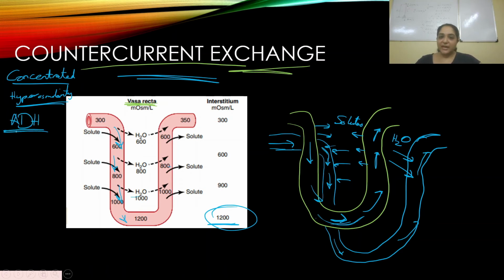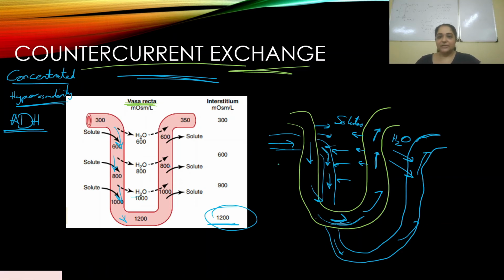It also depends highly on ADH levels. Now in the later part of the DCT, and in the cortical collection tubule and the medulla collection tubule, ADH attaches. There are receptors over there. ADH will attach whenever you want to create a concentrated urine. Now ADH creates these water channels.